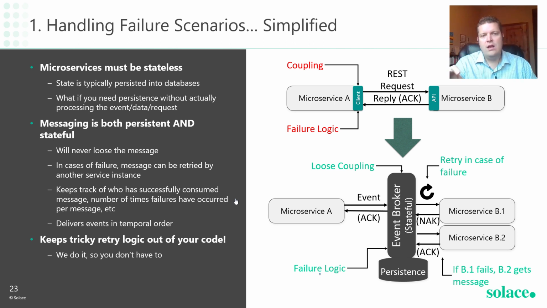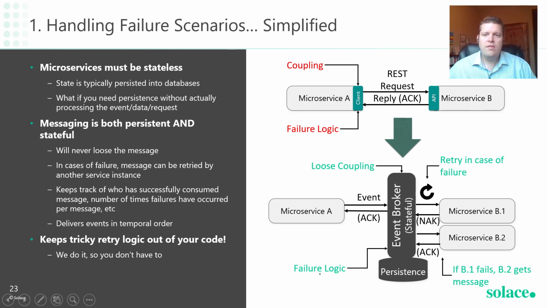First of all, again, microservices need to be stateless. State is typically persisted into databases, and what you actually need is persistence if you aren't able to process that message right away. Messaging in an event broker provides both persistence and some amount of state.